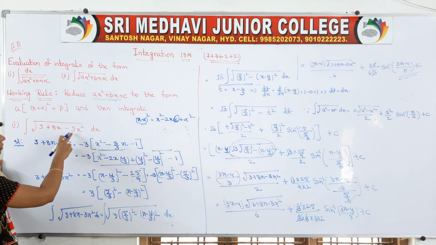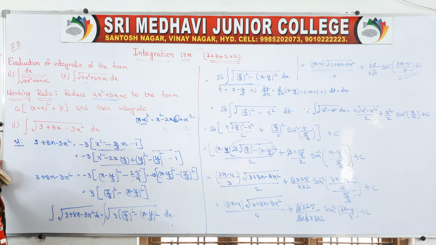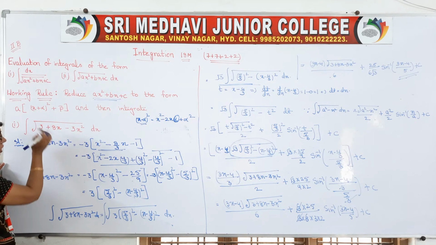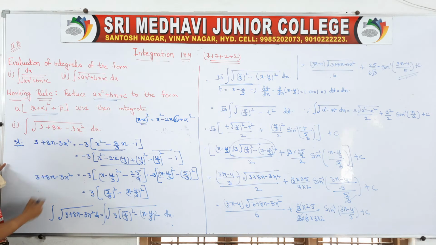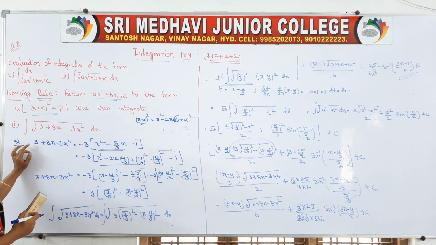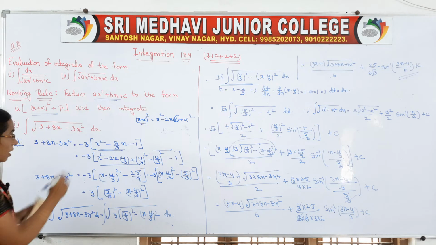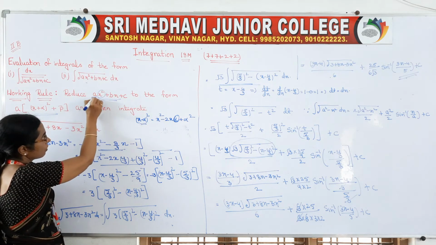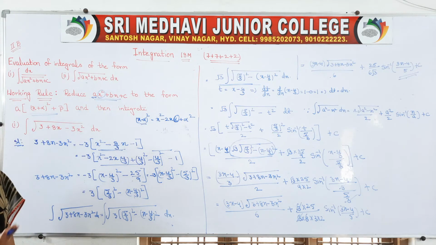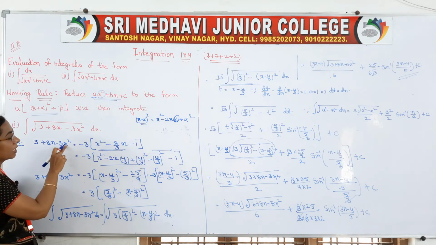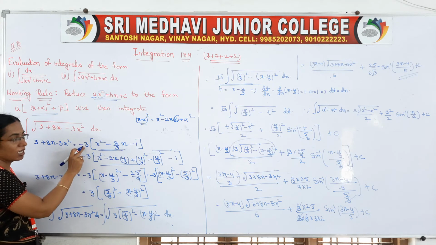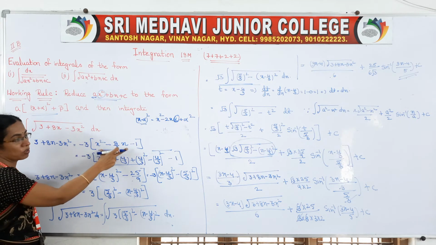So observe, whenever the root of a quadratic form is given to you, first you take the quadratic form and try to reduce it into this form. How will we reduce? First you take the coefficient of x square outside, a multiple of x square outside. So your multiple of x square is minus 3, so minus 3 is taken outside.